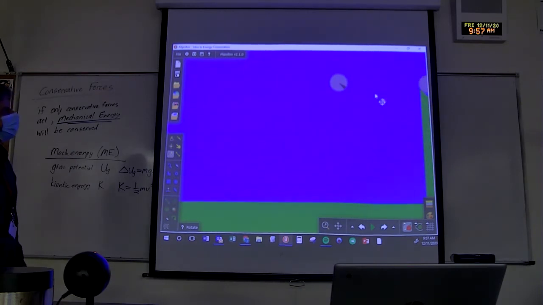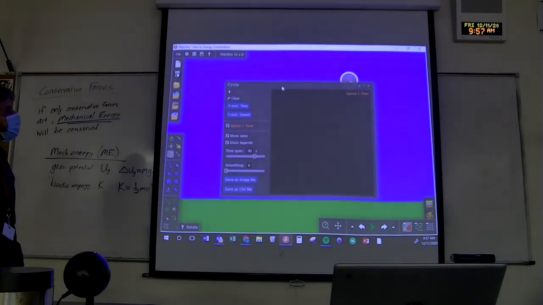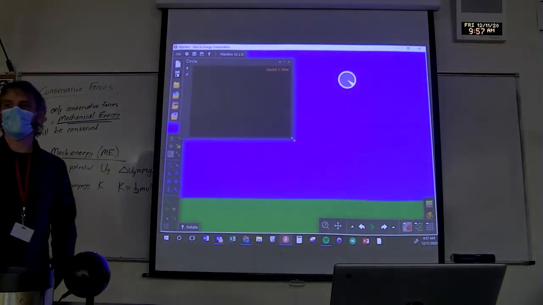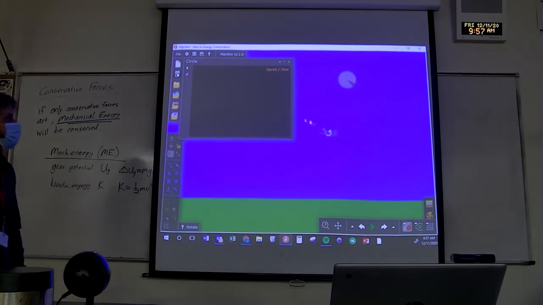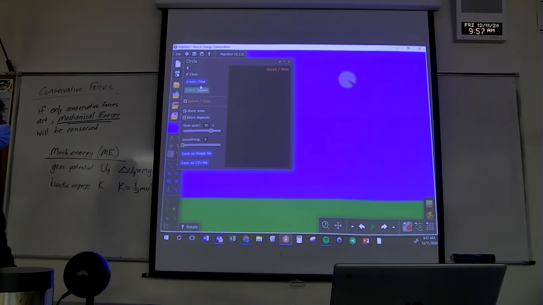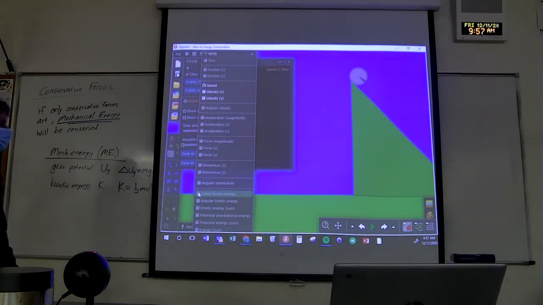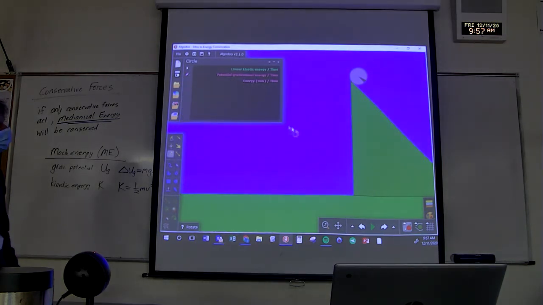Okay. Let's take this guy and plot graphically, with respect to time, because we just want to see how the energies evolve over time. Let's plot the linear kinetic energy, the gravitational potential energy, and the total energy on the same set of axes. It'll just be time on the horizontal.